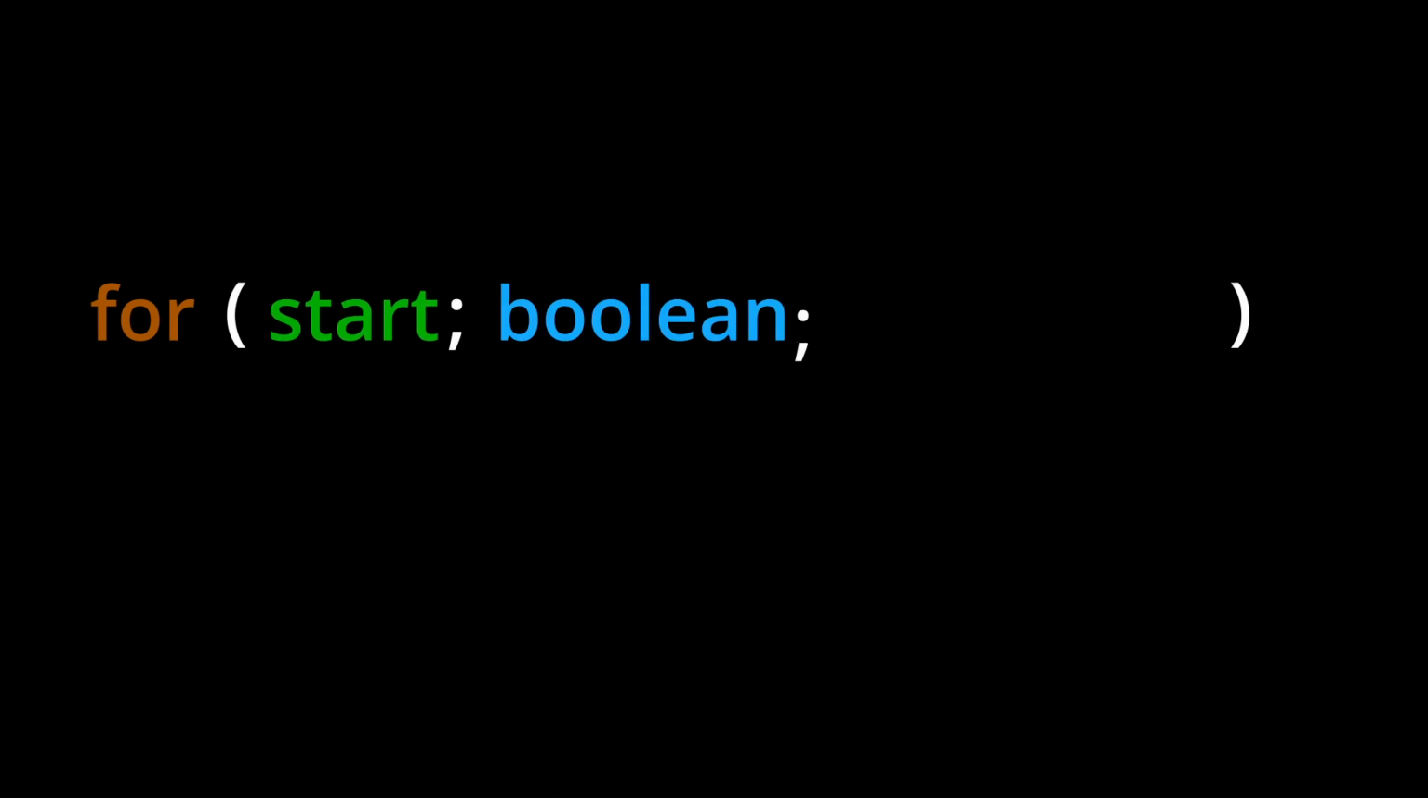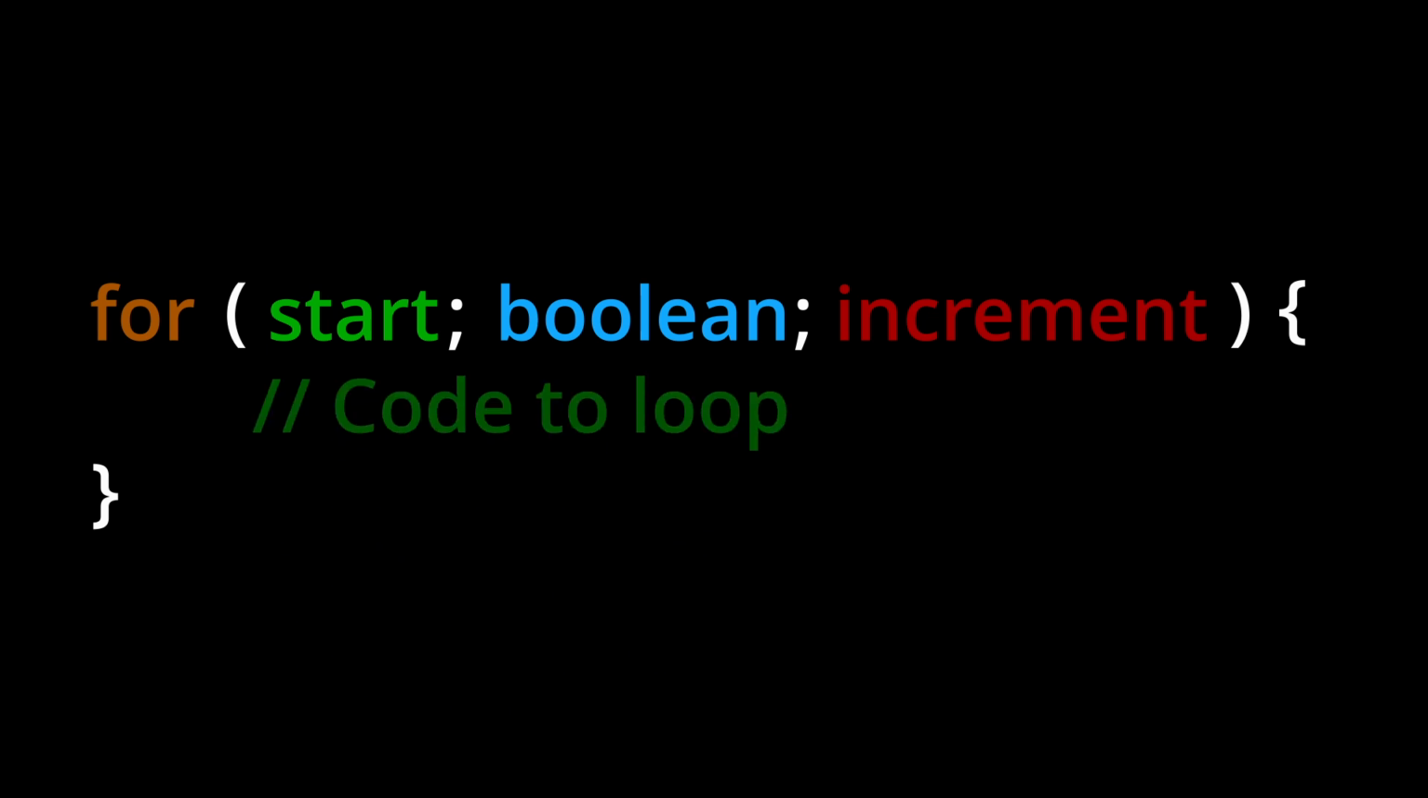A for loop is a little more confusing than a while or do while loop. Let's go over the syntax for it. It is for, then inside of parentheses, you have the starting statement, semicolon, the boolean, semicolon, and then the incrementing statement. Outside of those parentheses, you have curly braces once again. Inside those curly braces, you can use that as the loop.